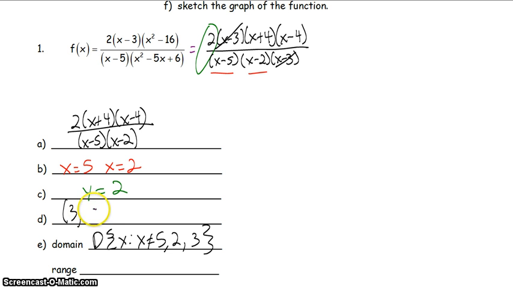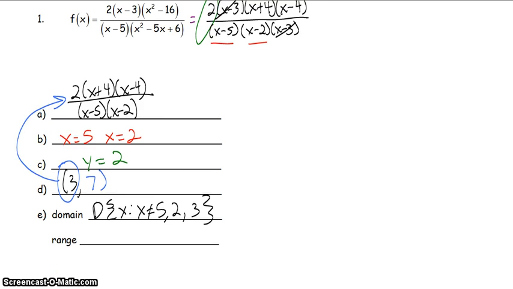To get the missing piece of the hole, all you have to do is take the 3 and plug it into the simplified form up here. If you plug it back into the original, you're going to get a 0 on top, which doesn't help you. So make sure you plug it into this. When it's all said and done, I believe 3 plus 4 is 7, times 2 is 14. So negative 14 over negative 2 is 7. So 3 comma 7 is your hole. We're almost there. We have to sketch the graph and tell me the range.